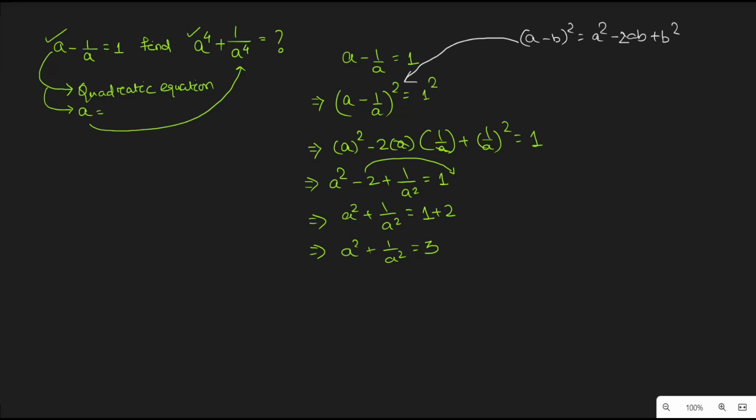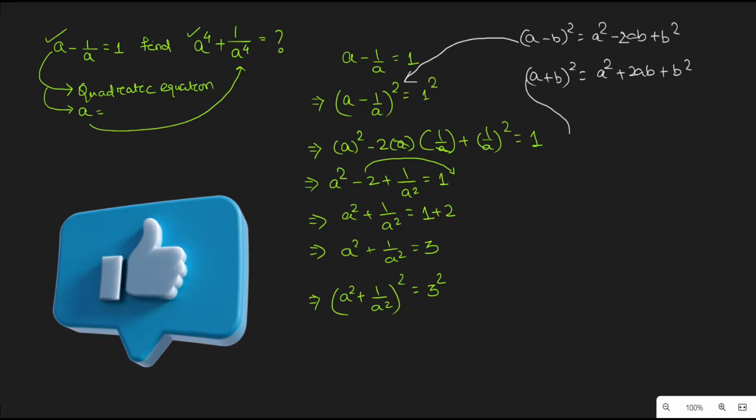Now we need to find out the value of a to the power 4 plus 1 by a to the power 4. So then again let's do square on both the sides. Then we have to write a square plus 1 by a square whole square is equal to 3 square. Now this is a plus b whole square. So we know the formula a plus b whole square is equal to a square plus 2ab plus b square. So let us apply this formula here.